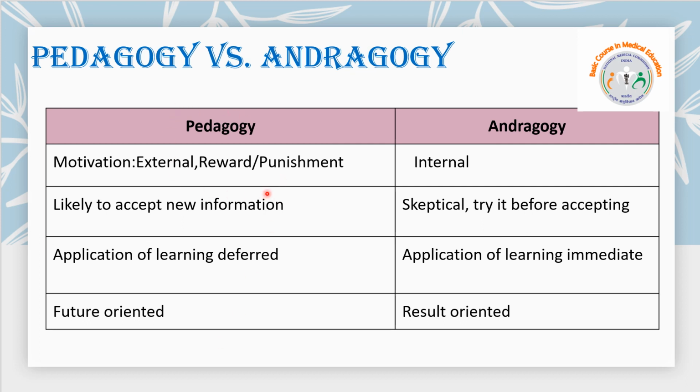In pedagogy, the motivation is external, and you have to reward or punish the student to improve their learning. Here the motivation is internal. In pedagogy, they are likely to accept the new information. But adult learners will try to question. They will want proof before accepting it. In pedagogy, application of learning is deferred. Here the application is immediate. Pedagogy is future oriented and andragogy is result oriented.